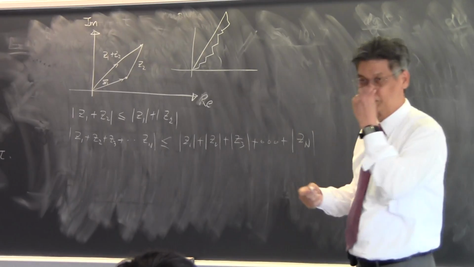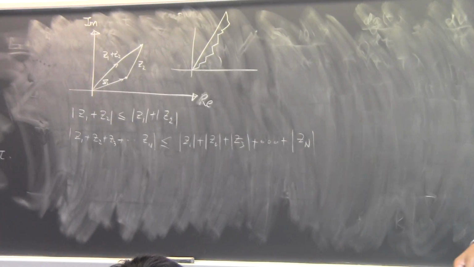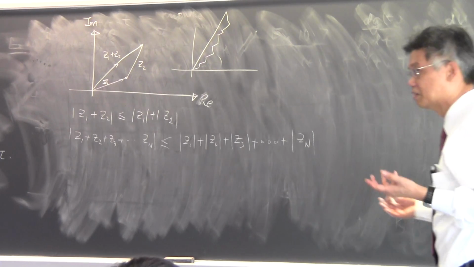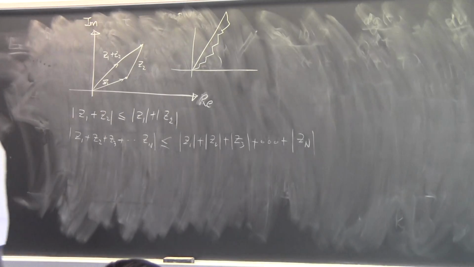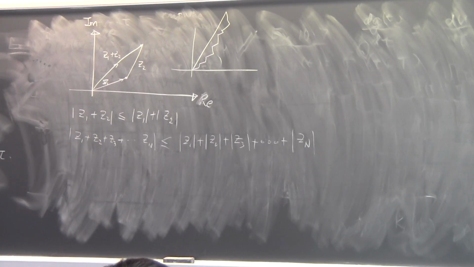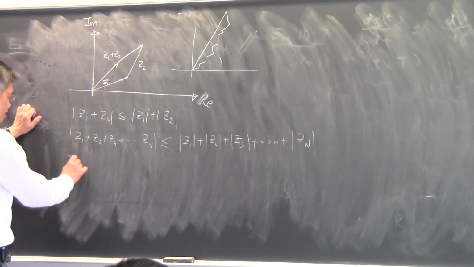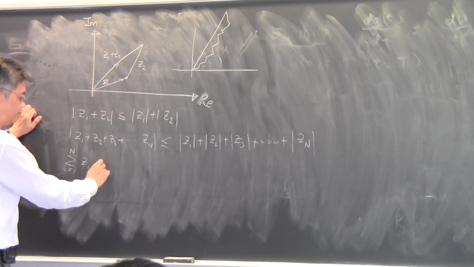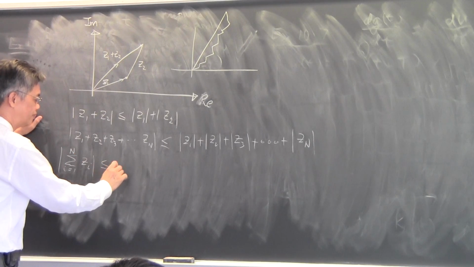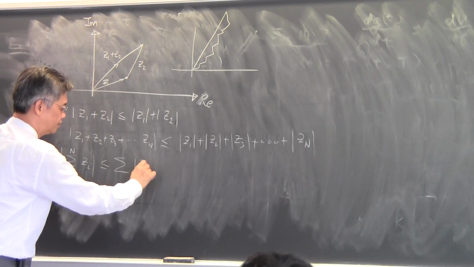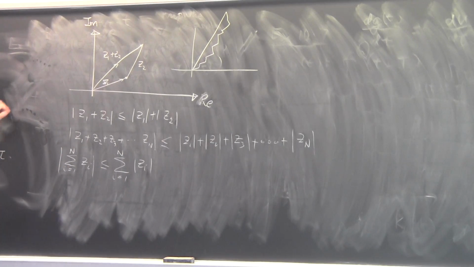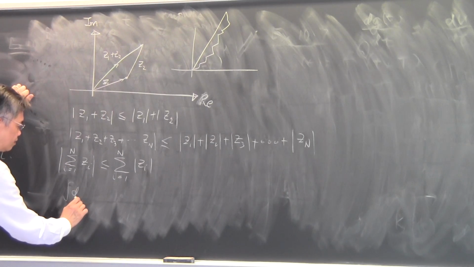Can you see this? This is the generalization of the triangular inequality for many, many sides. Not a triangle anymore, you call it a polygon, a polygon of many sides. Then you can take this idea and say that the summation of any number of numbers, the magnitude of this is always less than the sum of its magnitudes.